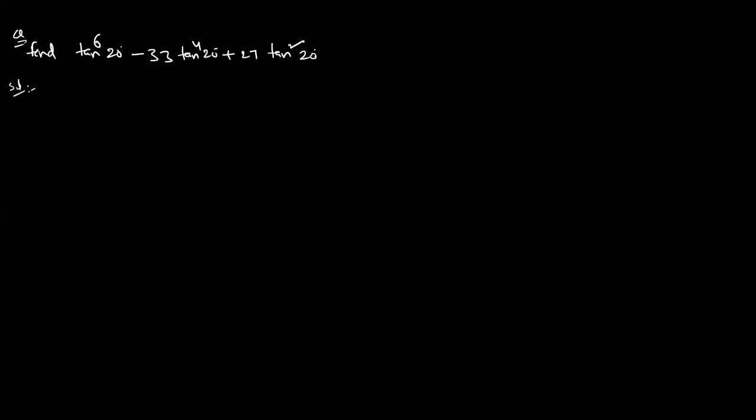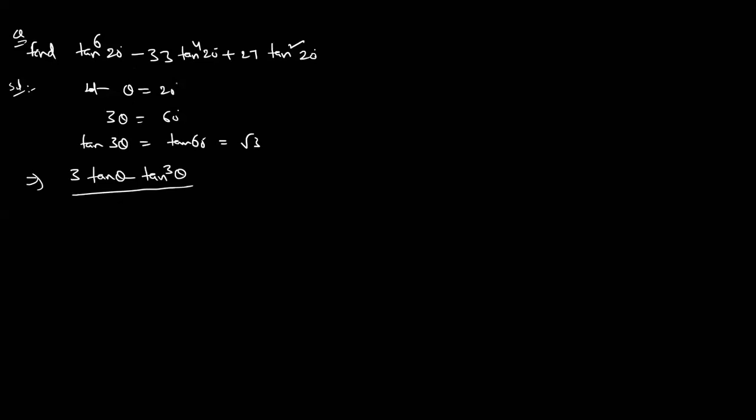How to approach this type of problem? See, dear students. So write down given. First of all, let theta is equal to 20 degrees. Now multiply with the 3 on both sides. Apply tan on both sides. So dear students, what is the value of tan 3 theta? 3 tan theta minus tan cube theta by 1 minus 3 tan square theta.